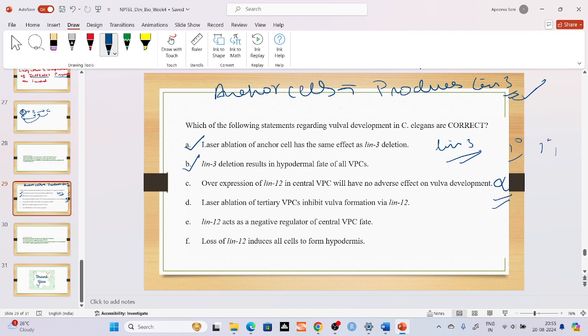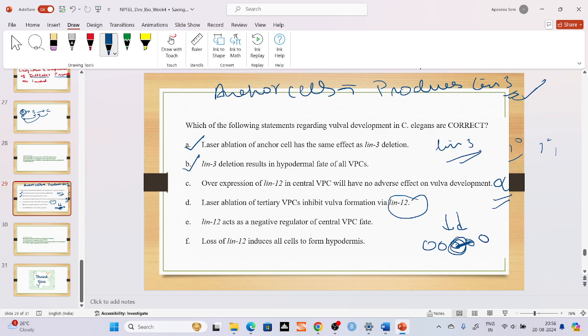Suppose these are the precursor cells, and if lin 3 is there, suppose these two cells are receiving approximately equal amount of lin 3. So can both the cells become primary cells? No. Only one cell can become primary cell. So to stop the other cell from becoming primary cell, Lin12 plays the role. So it causes lateral inhibition through which it ensures that only one cell becomes the primary vulval cell.